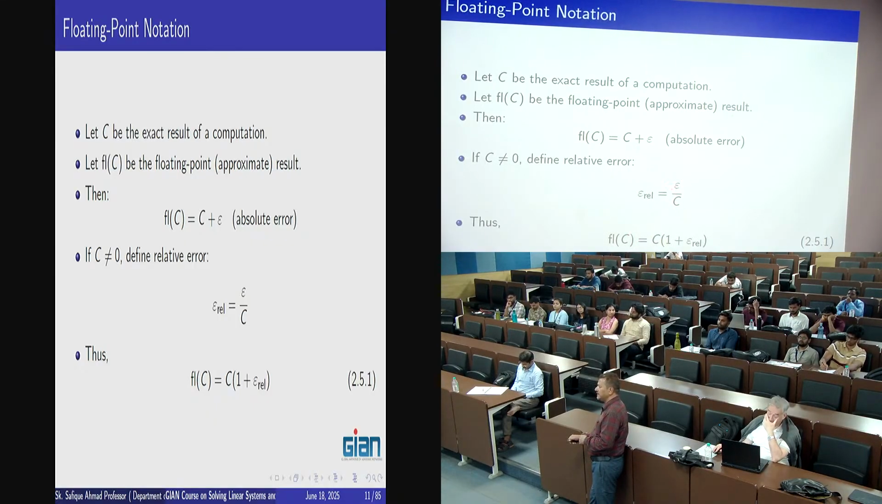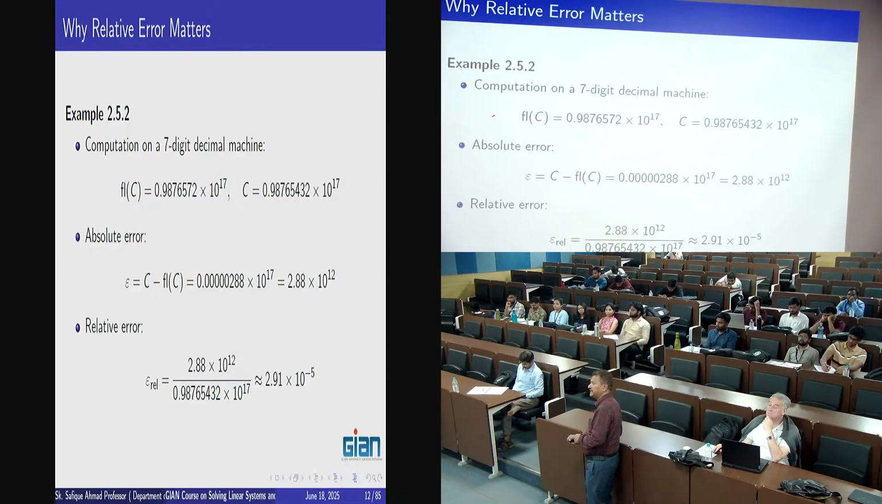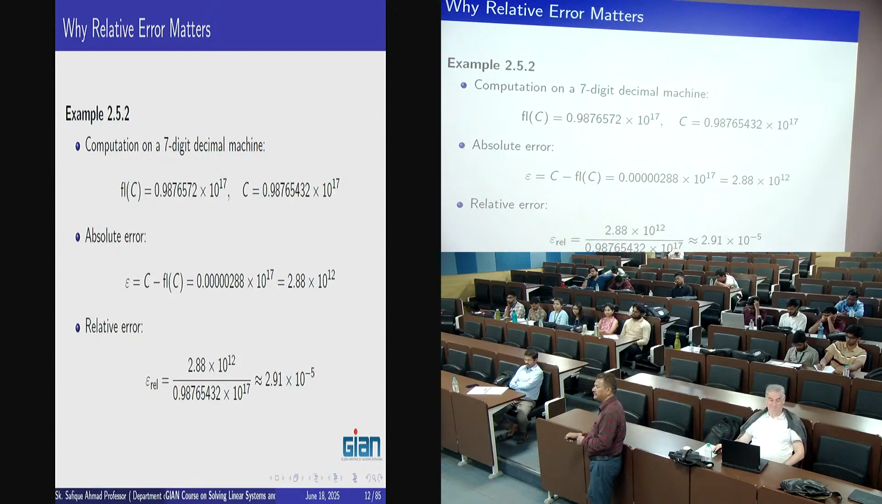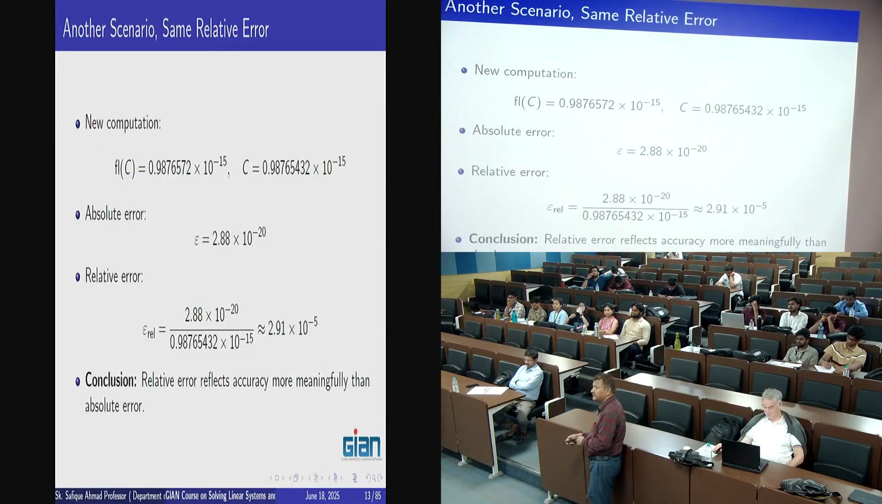Say for example, here you see a computation on a 7-digit decimal machine. This is an absolute error, so epsilon relative is this. This is 2.91 into 10 to the power minus something, this 2.288 into 10 to the power something. So that is why we use this: it is scale independent. Okay. So that is why it is preferable.